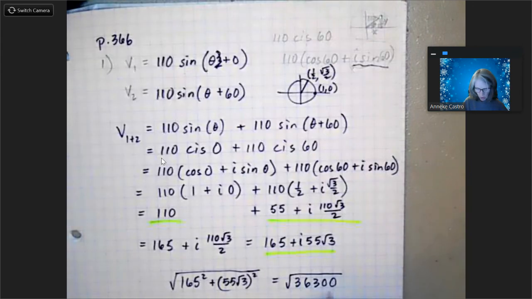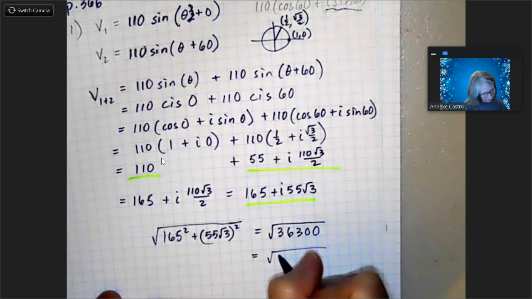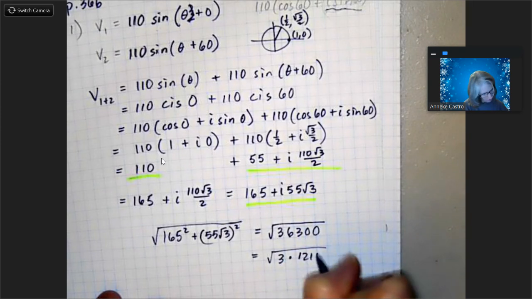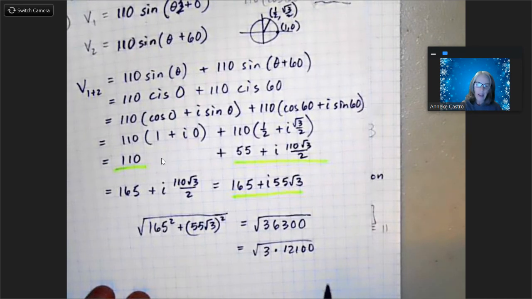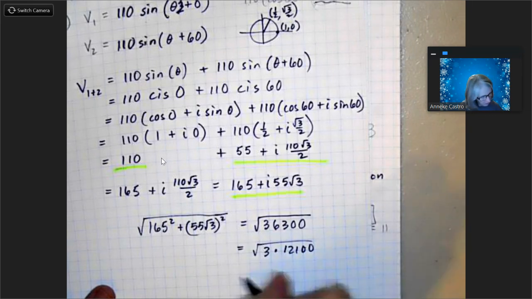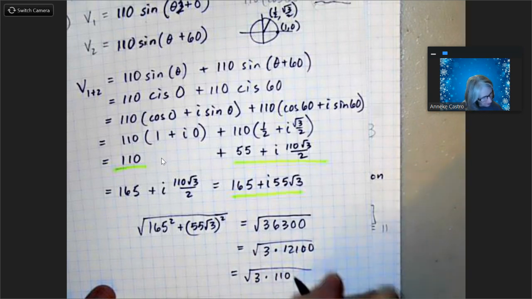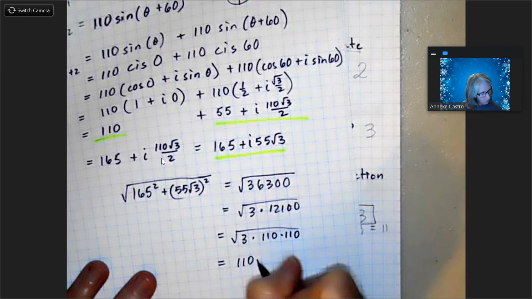And I notice those can all be divided by 3. So I'm going to change that to 3 times 12,100. And then 121, that's 11 times 11, and then there's 0s. So this is just going to be equal to 110 times 110, because 11 times 11 is 121, and the zeros. And now I can simplify that to 110 square root of 3.